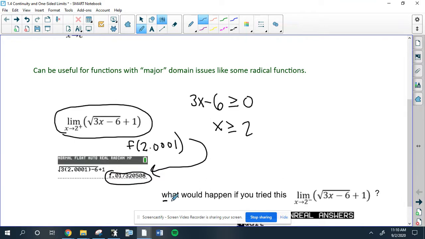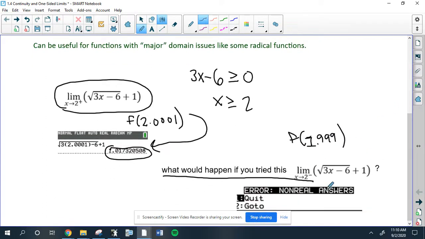So that tells you that this graph exists on the right at a value of around 1. Now, if I were going to try that from the left, I would use maybe 1.999, and you can see what happens. When I actually plug that into here, I got a non-real answer, which I should, because you can't take the square root of a negative number.